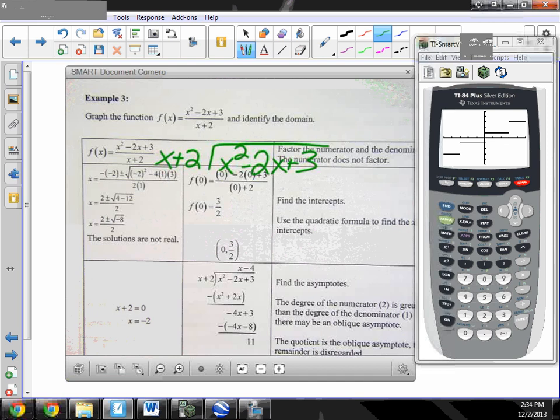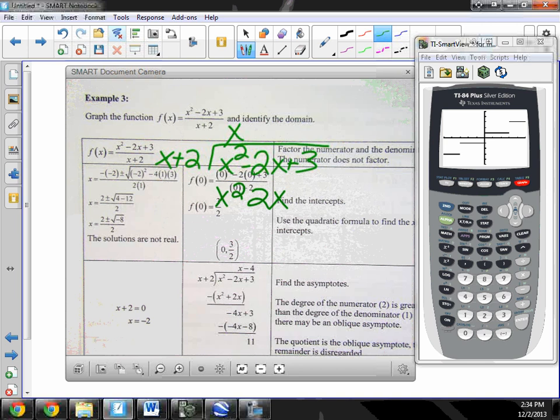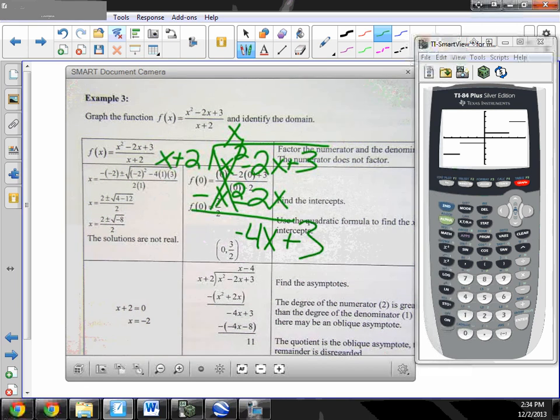Okay. So how many times does x go into x squared? X times x is x squared. X times 2 is 2x. Now what do I do? Draw the line, change the signs. First one cancels. Negative 4x plus 3. How many times does x go into negative 4x?